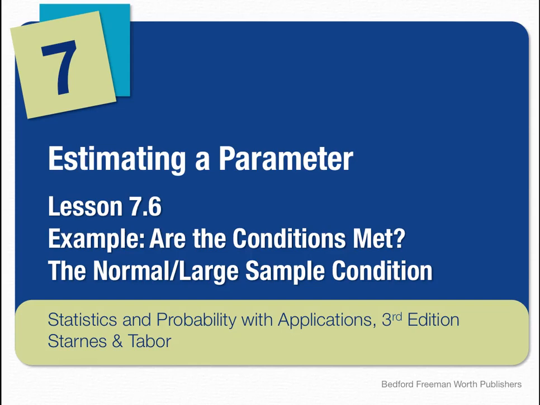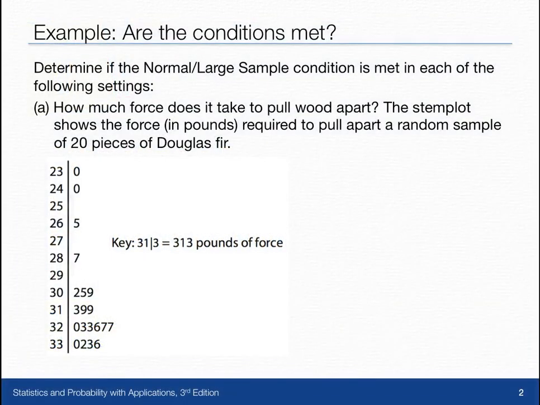In the lesson 7.6 example, are the conditions met, we'll practice checking the normal large sample condition. Determine if the normal large sample condition is met in each of the following settings. Now recall from this section there are three ways that the normal large sample condition can be met.